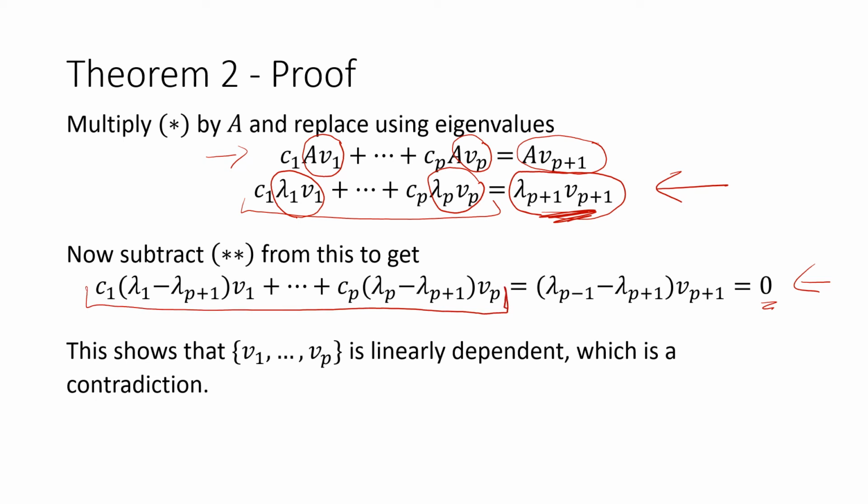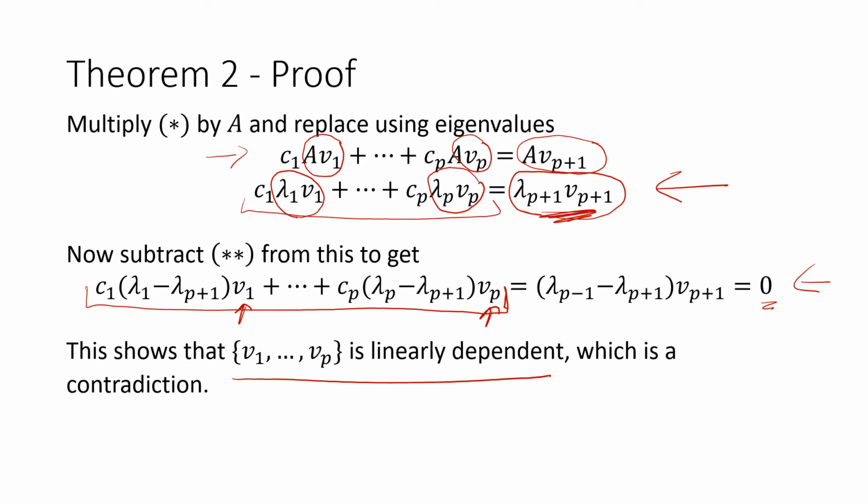What is this equation? This is something times V1 plus something times V2 plus all the way up to something times Vp is 0. What does this mean? This means you have a way of combining those first p vectors that's linearly dependent. But we started off by saying that that can't happen. So we've created a contradiction.